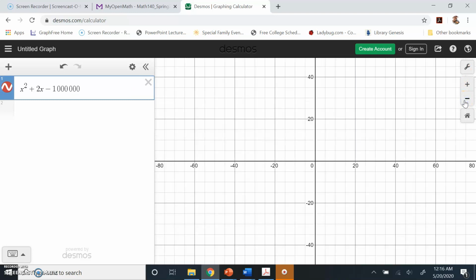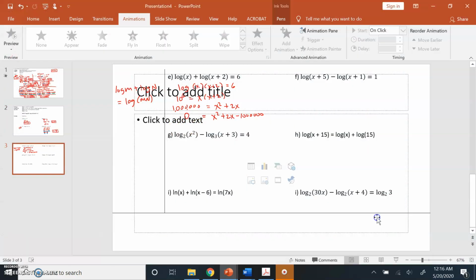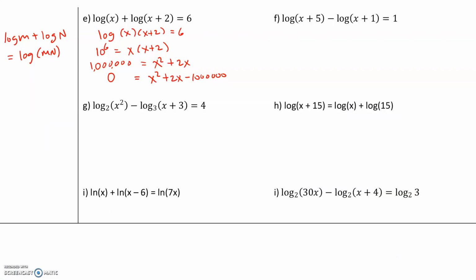And my solutions are going to be the points where the graph hits the x-axis. So my solutions are going to be 999 and negative 1001. Those are my solutions. So my solutions are going to be x equals 999 and negative 1001. If you were to use the quadratic formula, you would get the exact same thing. Okay, but to save time, I'm doing it this way.